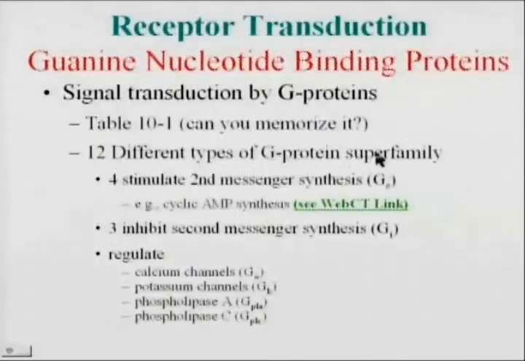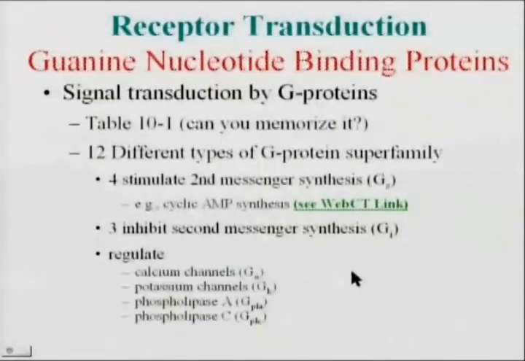So there are 12 different types of G protein superfamilies. 4 stimulate second messenger synthesis, the G sub S, such as cyclic AMP synthesis. There's a WebCT link to see how this cyclic AMP system works in a cartoon type of illustration. 3 inhibit second messenger systems, the G sub I. And then there are others that regulate. So here's 7. So that means there's 5, 4 of which are shown here, that can regulate calcium channels, a G sub naught, potassium channels, a G sub K, phospholipase A, G sub PLA, and phospholipase C, a G sub PLC. We will focus on this G sub PLC system, as well as stimulators and inhibitors of the adenylate cyclase, cyclic AMP signaling mechanisms. So our focus is primarily on 2 second messenger systems, the cyclic AMP and the phospholipase C mediated IP3 system.